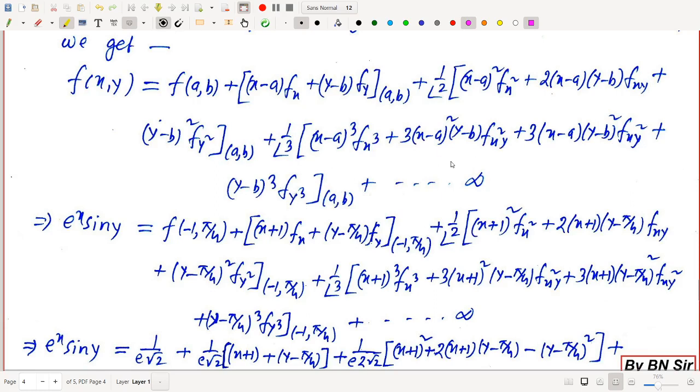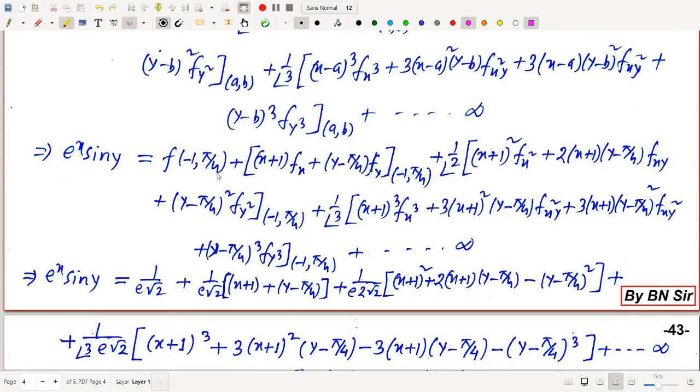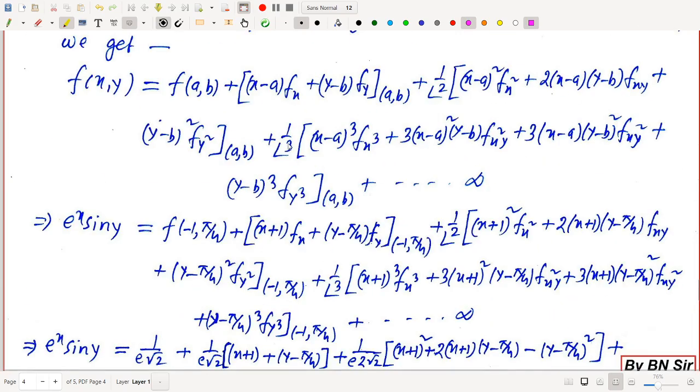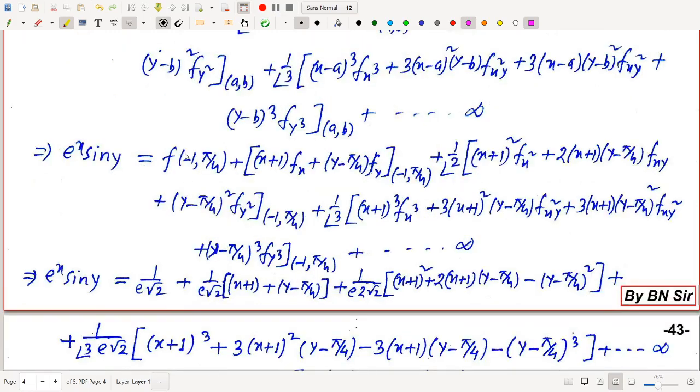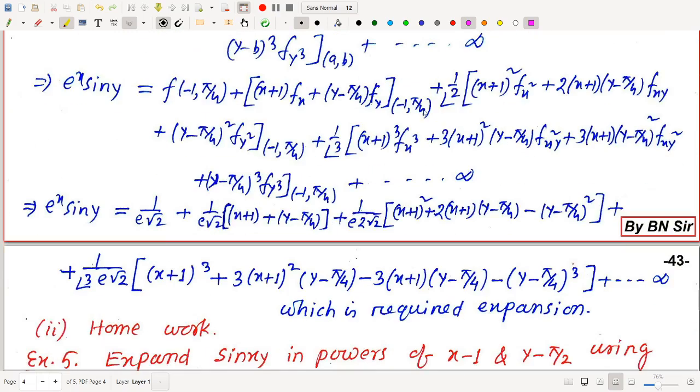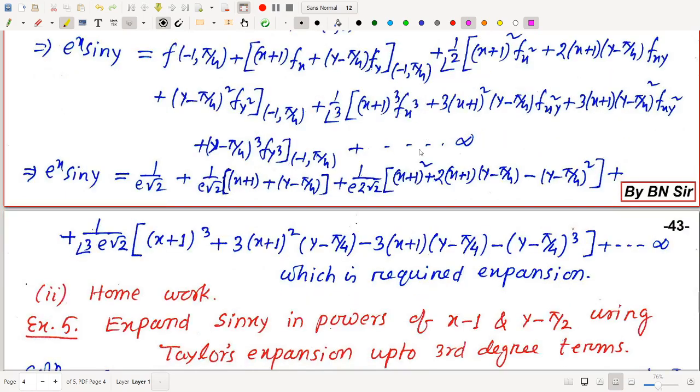But all these third order partial derivatives should be at the point (a, b), plus dot dot dot up to infinity. Now just putting the values of a and b. a is minus 1, b is pi by 4. So x minus a becomes x plus 1 and y minus b becomes y minus pi by 4. Other things remain the same. Instead of point (a, b), we have written (minus 1, pi by 4), and then finally we have substituted the values and got this answer.